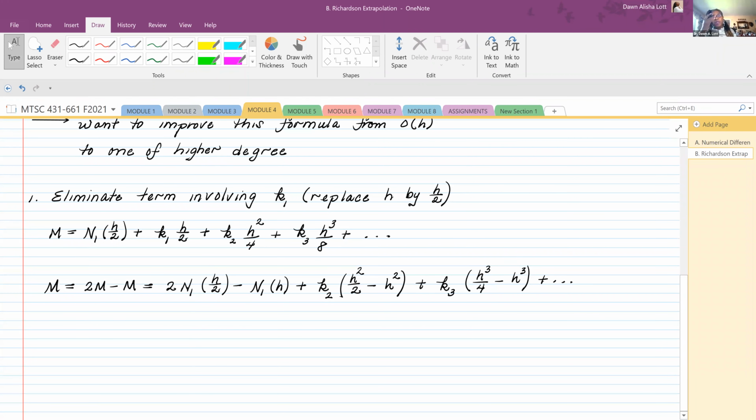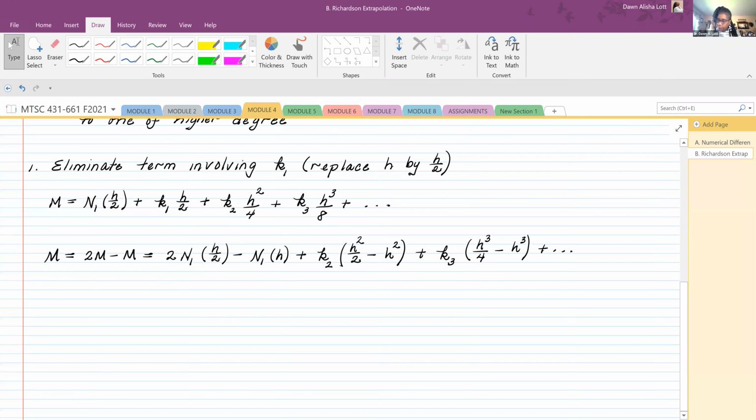So now I have rewritten M in terms of N1 of H over 2 and N1 of H. So now I'm going to let N2 of H be 2 N1 of H over 2 minus N1 of H. Okay.